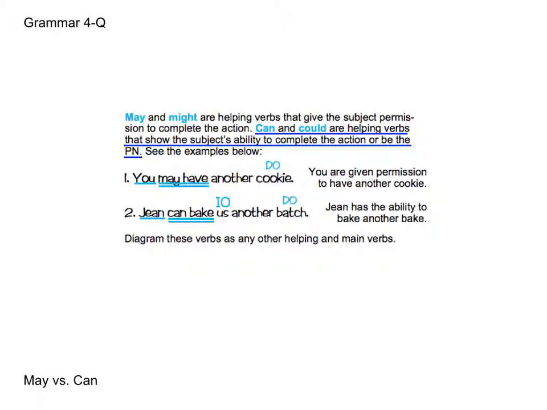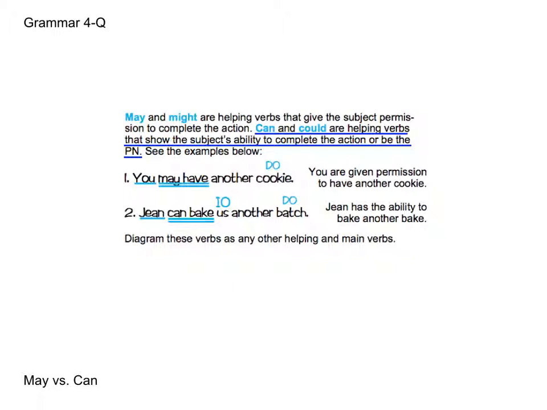Some people who are completing this book may have already learned that may and might can also be a part of a helping verb that helps you to understand the probability of the action being completed. But we're not using that kind of context here. We're only working with permission. So just remember that because that's going to help you with this booklet a lot more.